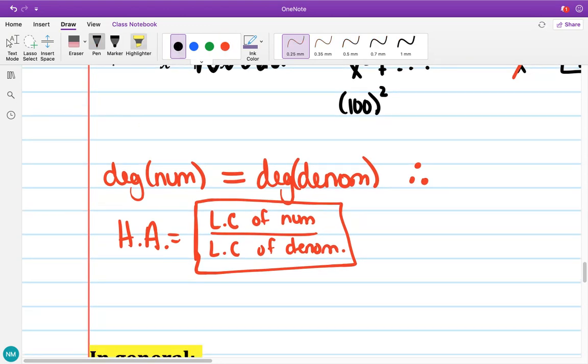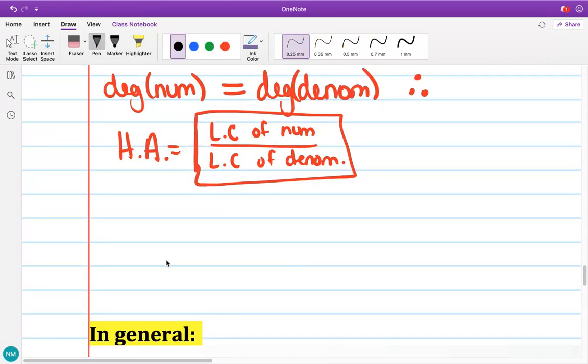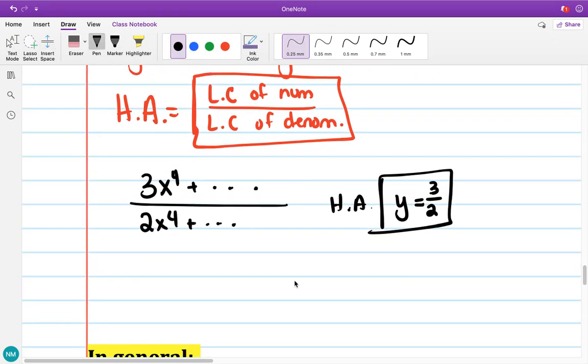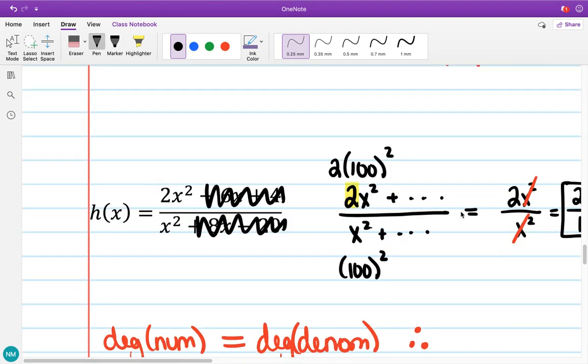So just a little thing. If I had 3x to the fourth plus blah, blah, blah over 2x to the fourth plus blah, blah, blah, my horizontal asymptote would be y equals 3 over 2 because these cancel out. But the numbers don't. So again, recap. If I have anything, I have to take my first terms and pretty much simplify them and see what happens.